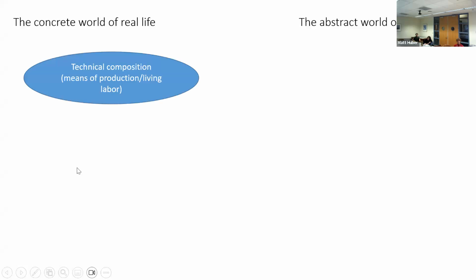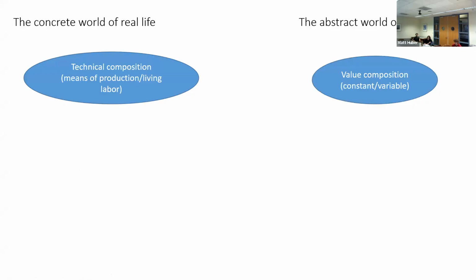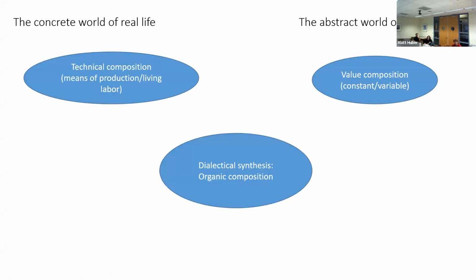Unfortunately, I never know how to get rid of this, but remember our little concrete world of real life, abstract world of money value. Here we have a similar formulation. In the concrete world, you have the technical composition, again, means of production over living labor. In the abstract world, we have the value composition, constant over variable. But he does a little dialectical synthesis here, merging these worlds to call it the organic composition. He claims they mirror each other anyway.